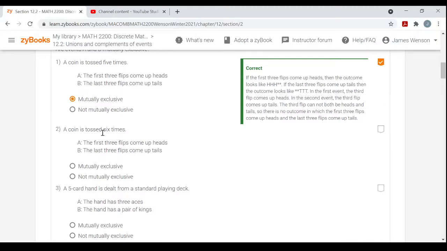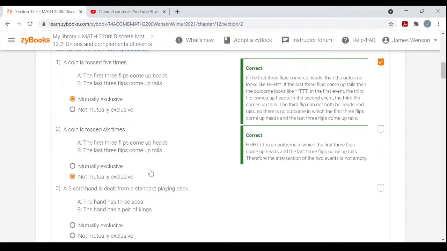How about if a coin is tossed 6 times in those events? Now these can happen at the same time. Right? The first 3 can be heads, and then the second 3, because there are 6 flips, can be tails. So under this experiment, these events are not mutually exclusive because they can occur at the same time.